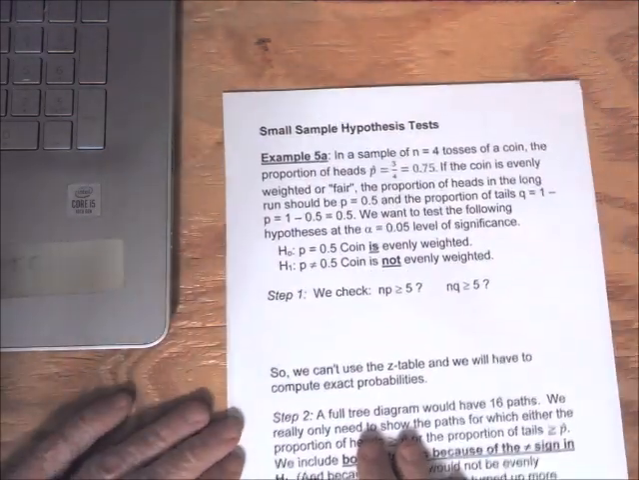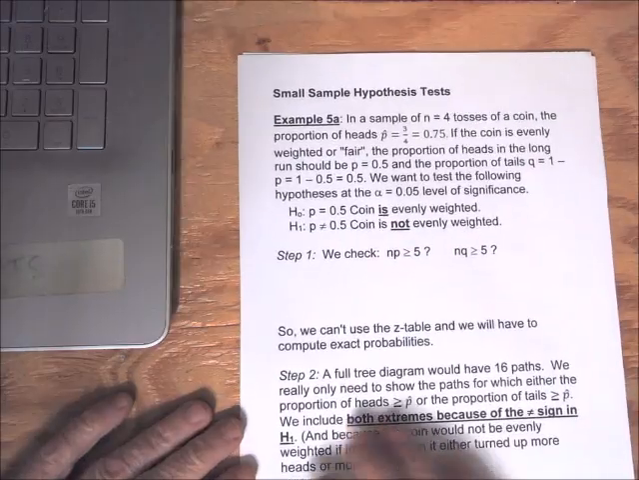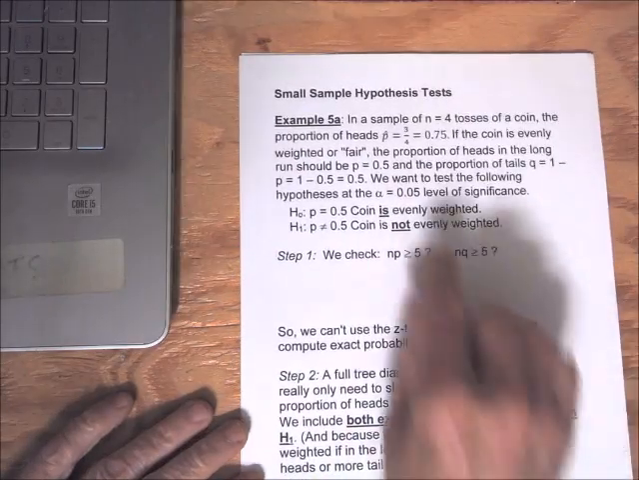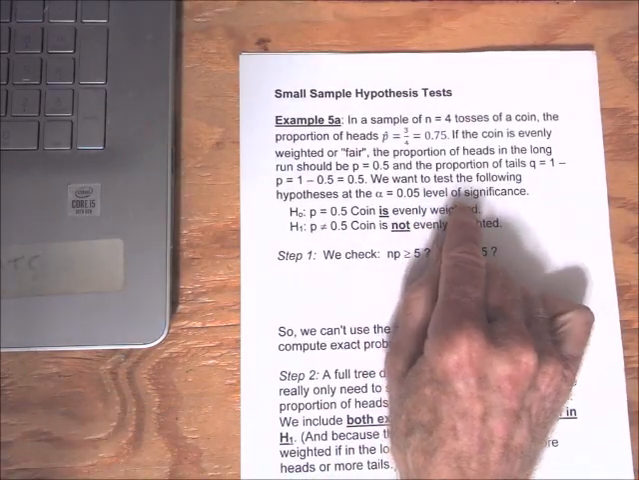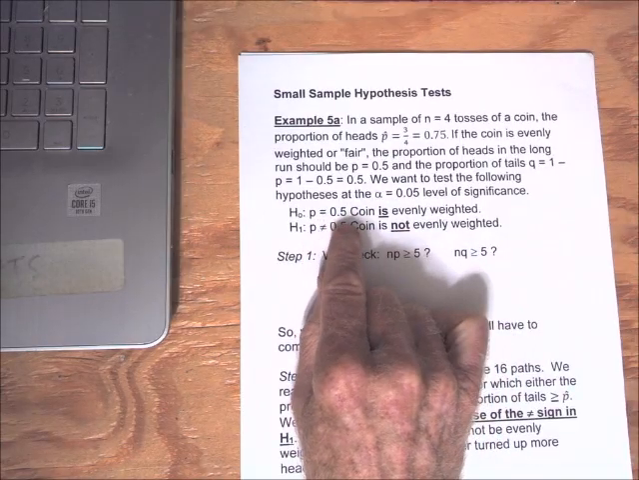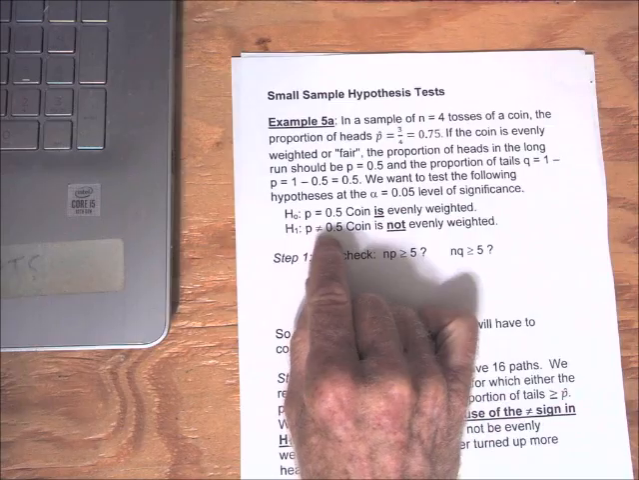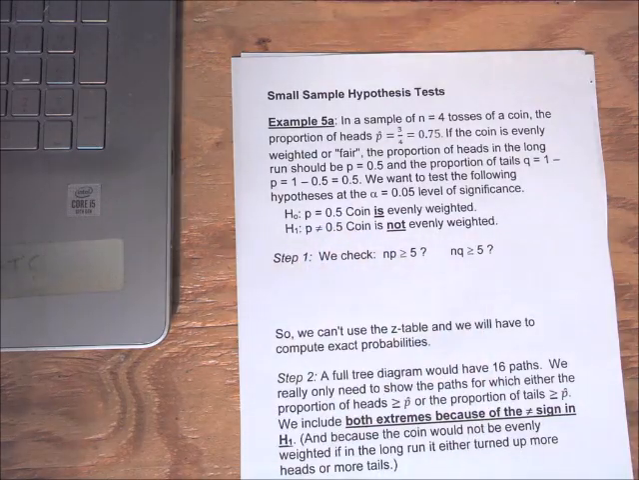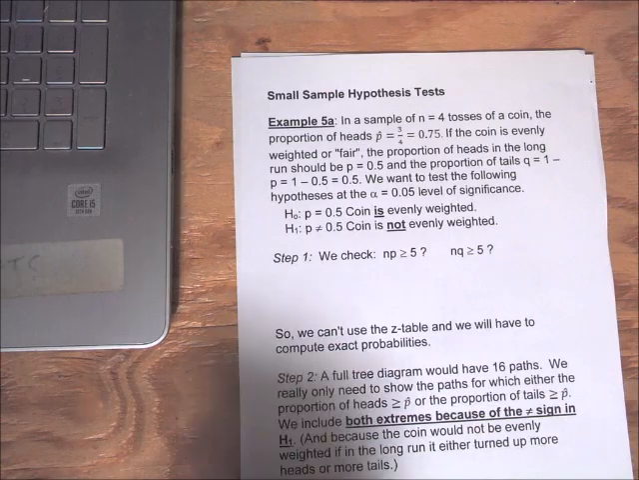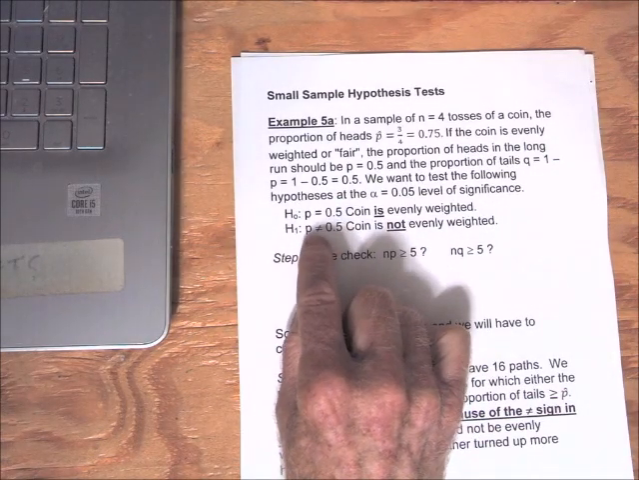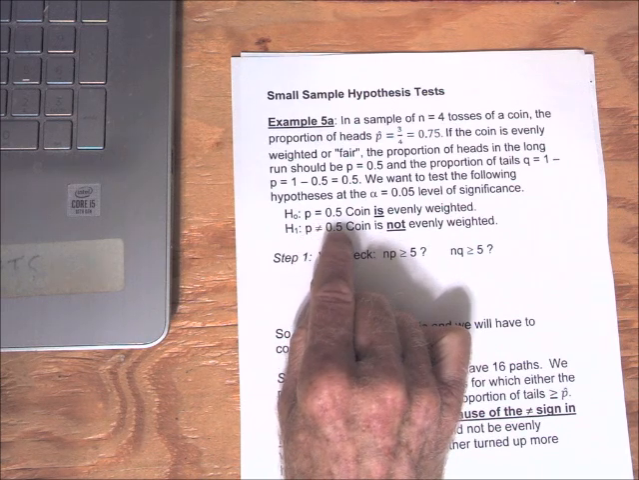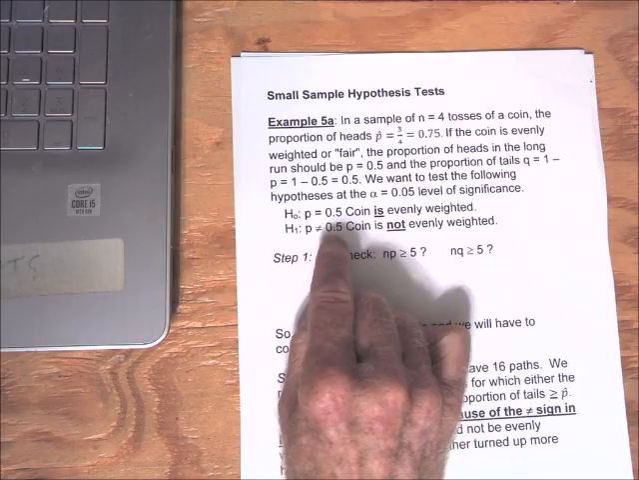Okay. And we want to test whether the coin is unevenly weighted at the alpha equals 0.05 level of significance. So we want to test H naught: p equals 0.5, the coin is evenly weighted, versus H1: p is not equal to 0.5, the coin is not evenly weighted. So this is a two-sided test. We have a not equal to symbol here, because a coin would be considered unevenly weighted if the proportion of heads was either more than 0.5 in the long run or less than 0.5.